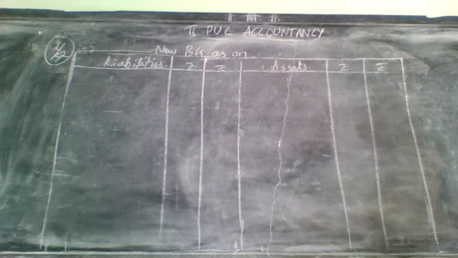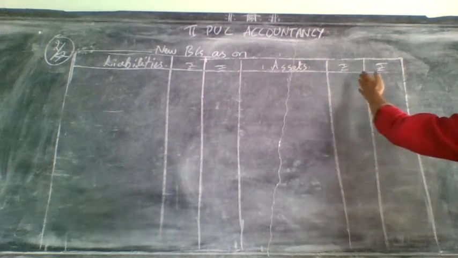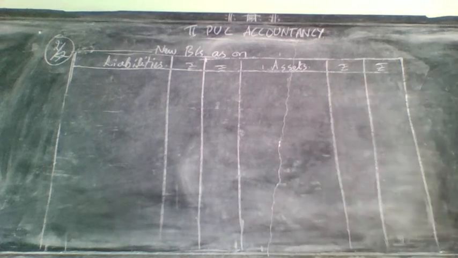Let us start the asset side one by one. If there is an adjustment, you need to write it on the inner column of that amount. If there is no adjustment, then directly you need to write that amount in the outer column. So now let us start with the first one. Which is the first one now?